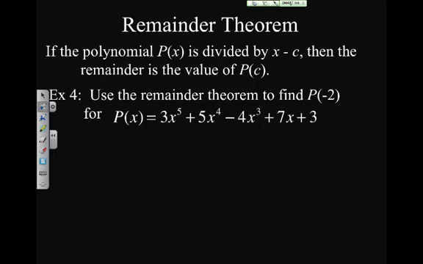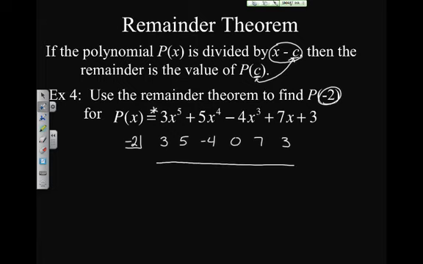Use the remainder theorem to find p of negative 2. So here's what we do. We're dividing this thing right here. So we write down our coefficients. 3, 5, negative 4. Notice we're missing an x squared, so 0x squared, 7, and 3. Then in our box, in this case, we just use what we have there, negative 2. Because notice you've got x minus c compared to p of c. So it is the opposite of what we would see in the linear term, but it's exactly what we see in the function here. So we go through this process again.